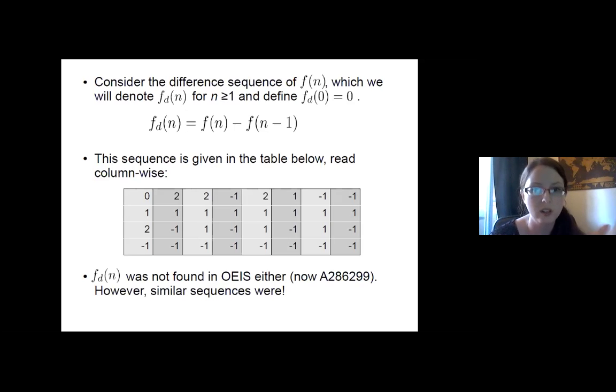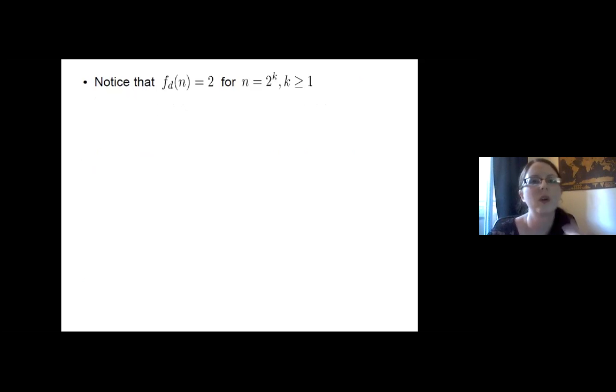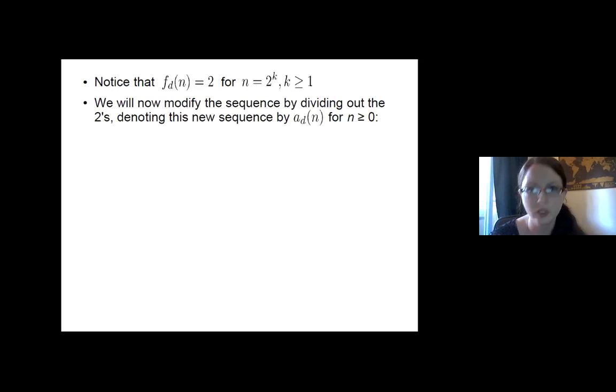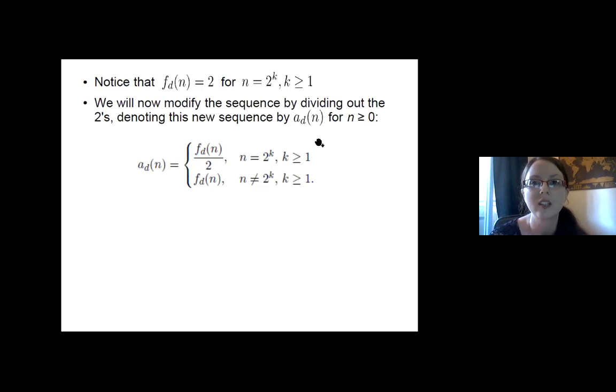So we thought, well, this is a nice sequence made up of mostly 2 characters, 1 and -1, but we have some extra 2s in there. So we thought, okay, we know when n is a power of 2, f sub d of n is 2. What if we just get rid of the 2s? So we're going to modify the sequence by dividing out the 2s, and we're going to denote this new sequence by a sub d of n. So it's kind of the analogous difference sequence where we get rid of the 2s.